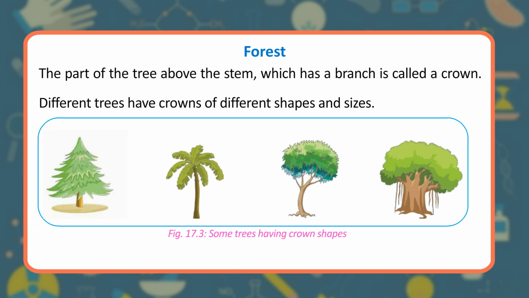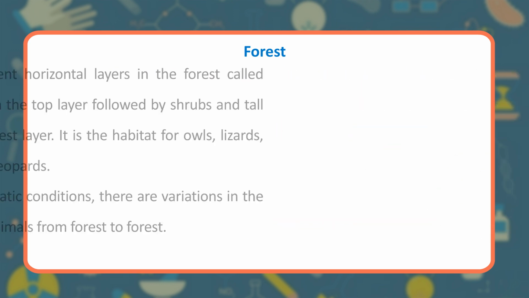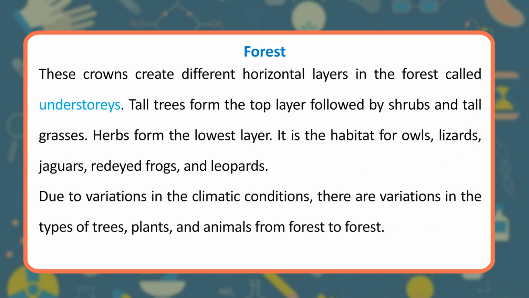The part of the tree above the stem, which has a branch, is called a crown. Different trees have crowns of different shapes and sizes. These crowns create different horizontal layers in the forest called understories. Tall trees form the top layer, followed by shrubs and tall grasses. Herbs form the lowest layer. It is the habitat for owls, lizards, jaguars, red-eyed frogs, and leopards.